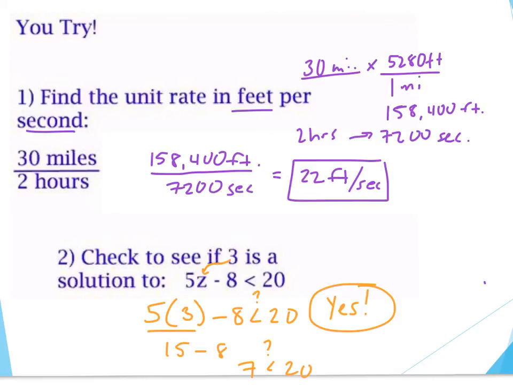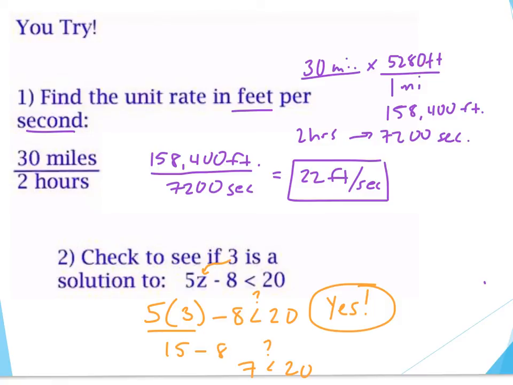Okie dokie, hopefully you paused the video. Now you can see the solutions. So top problem, we want to find a unit rate in feet per second. Key thing, feet per second. I give you 30 miles per 2 hours. So 30 miles every 2 hours. Here's what you had to do first. Just like the problem we did before, 30 miles got to convert to feet.